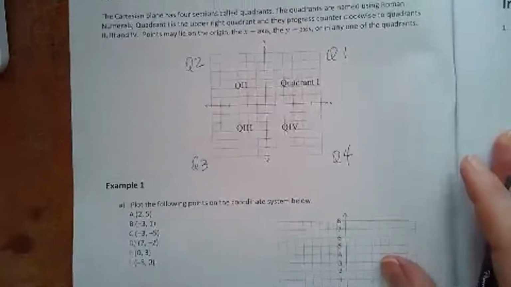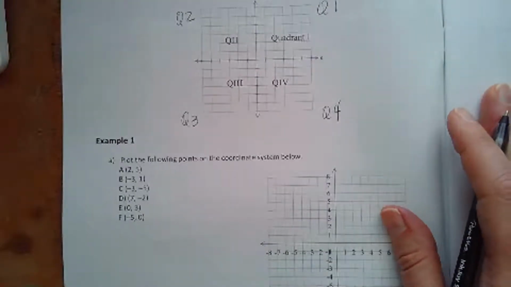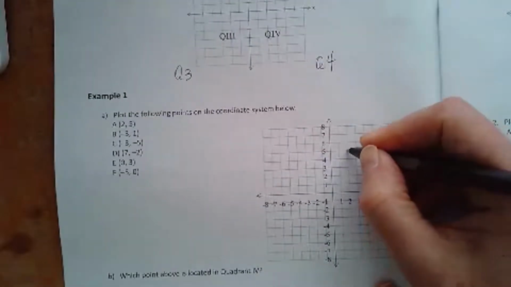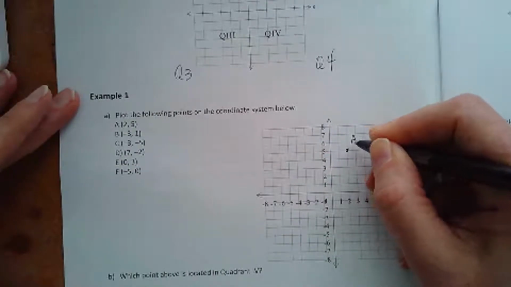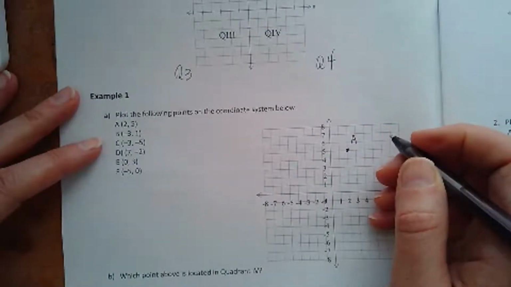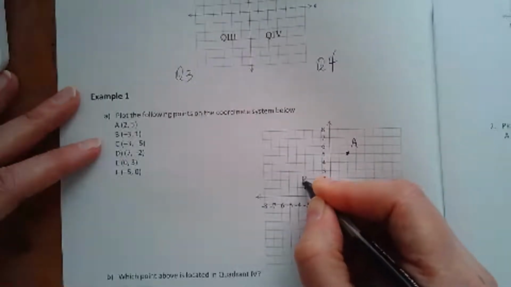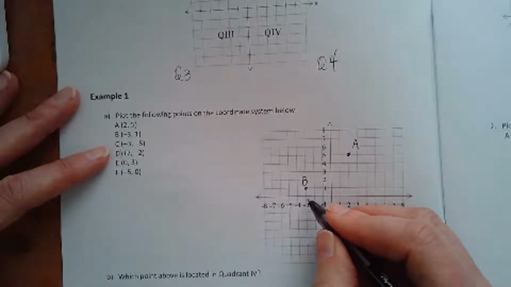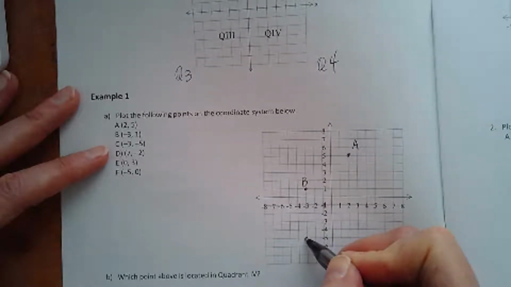Okay. So now, example 1, plot the following points on the coordinate system below. So this is just getting practice on the Cartesian plane. So I have the point 2, 5. So x is 2, y is 5. This is where A would be. Agreed? B, x is -3 and y is 1. C, x is -3 and y is -5. So that's where C would be.